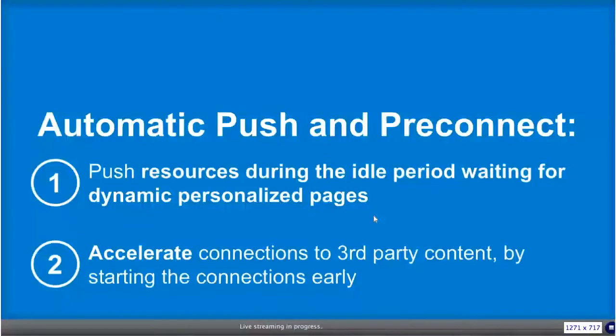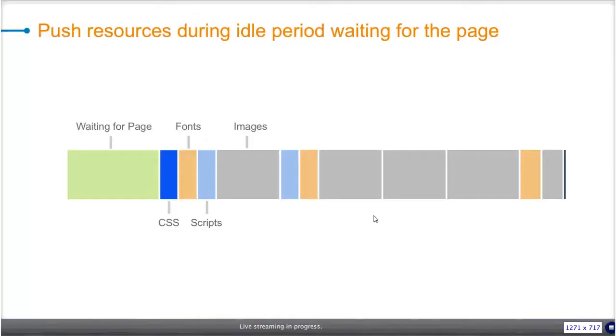So let's take a look. This is a very simple waterfall view, a linear timeline. Again, at the beginning, we have that period of time where we're waiting for the page. That page normally comes into a browser, and then it fires off a bunch of requests for resources, things like style sheets, fonts, scripts, and images. So this is sort of a simplified, normal process.